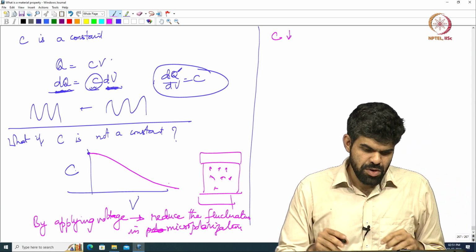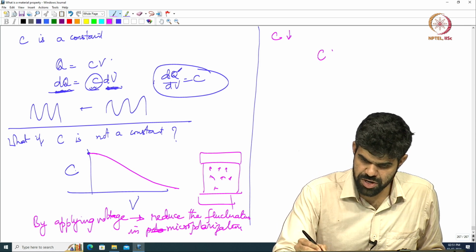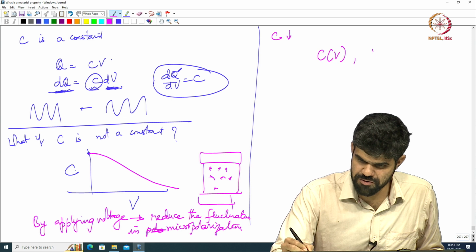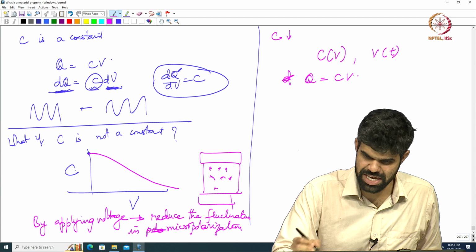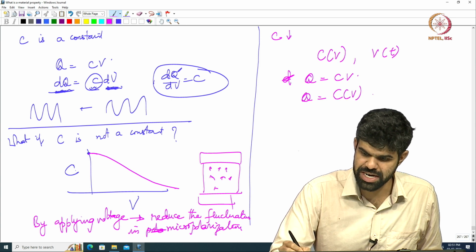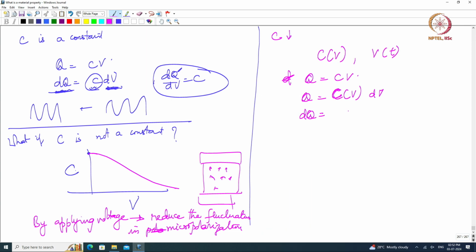Now, if that is the case, C is a function of voltage, and voltage itself is a function of time, right. So, now I have dq, or q equal to C V, I start there. So, dq will then be equal to C of V dV plus, sorry, this is V, there is no dV, plus V dC, right.